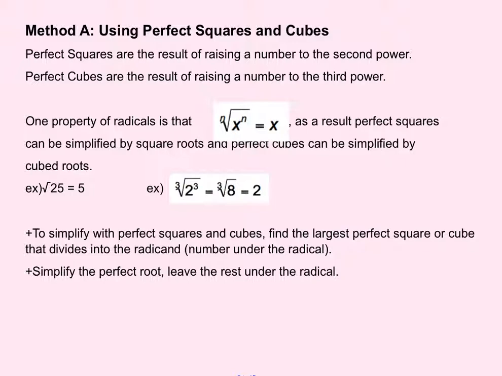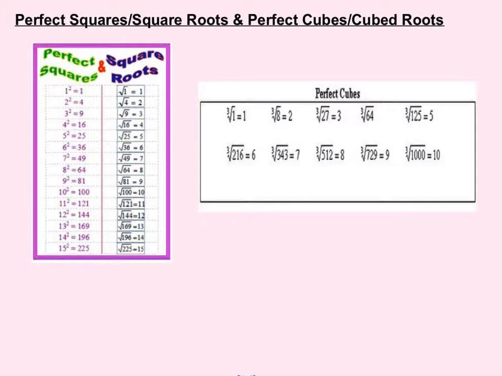All right, so let's talk about method A, and then we'll talk about method B, and then we'll do a couple of examples together. So method A, using perfect squares and perfect cubes. First of all, a perfect square or a perfect cube is the resultant number when you raise a number to the second power for perfect squares, and for perfect cubes, it's raising a number to the third power, so just out of order here.